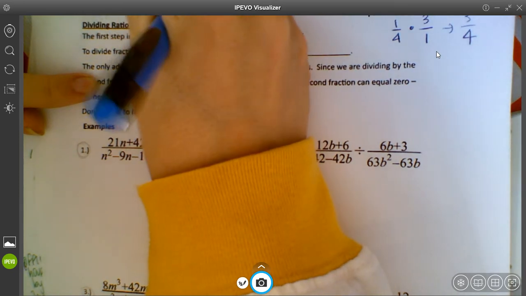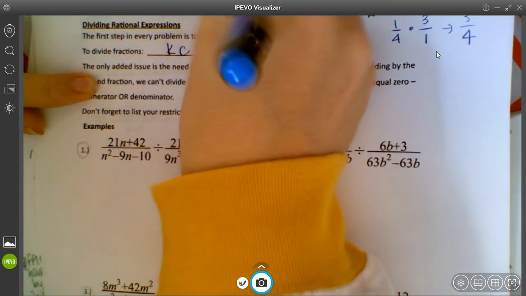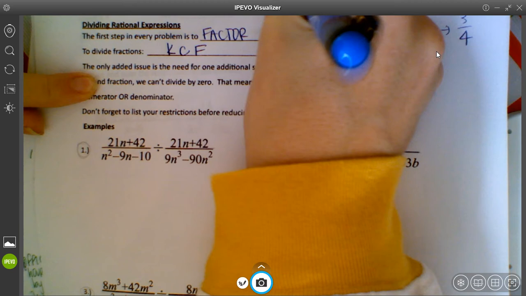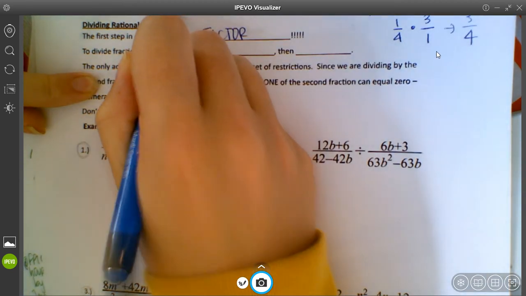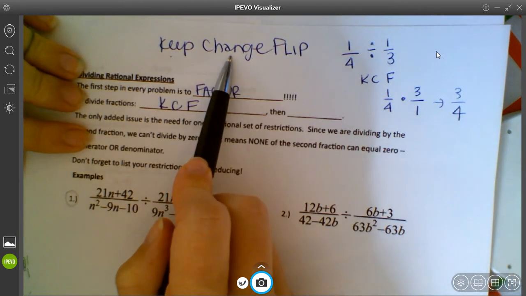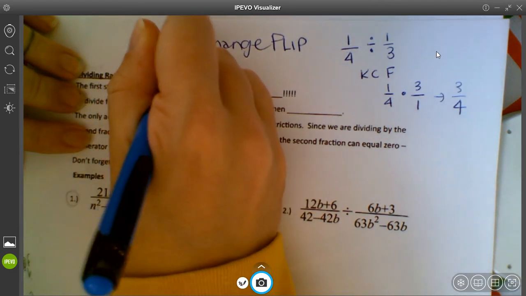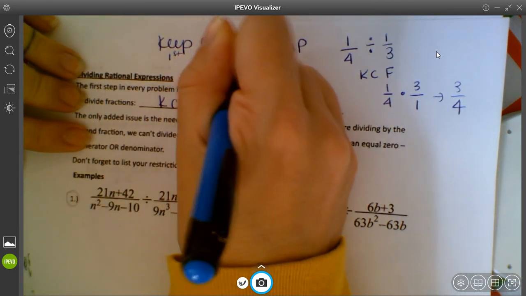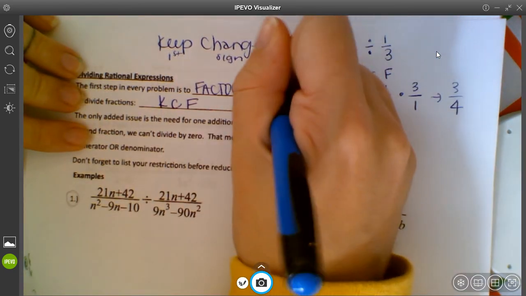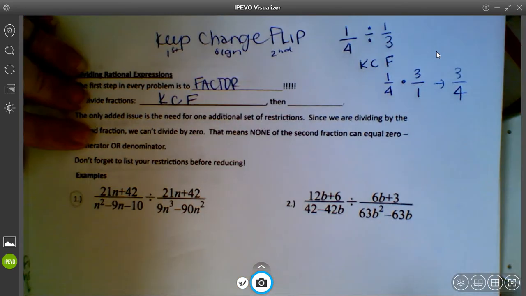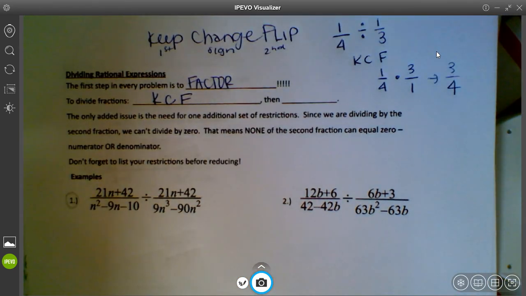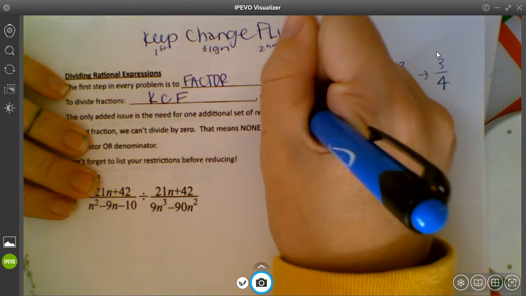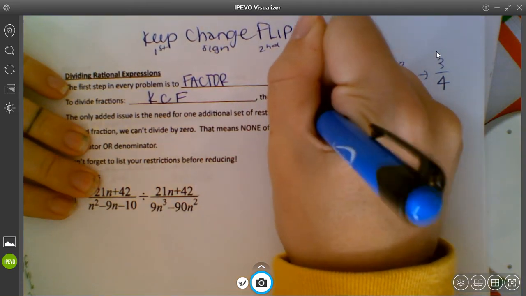So keep, change, flip. And again, that means keep the first, change the sign, and flip the second fraction. Then we're going to be able to eliminate from there because it's just a multiplication problem.